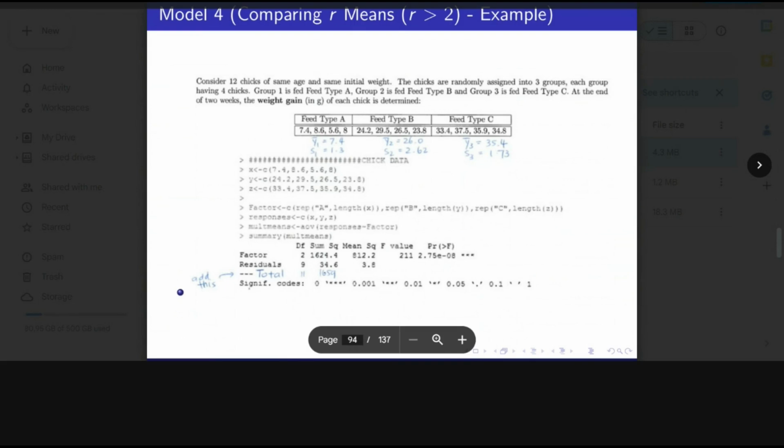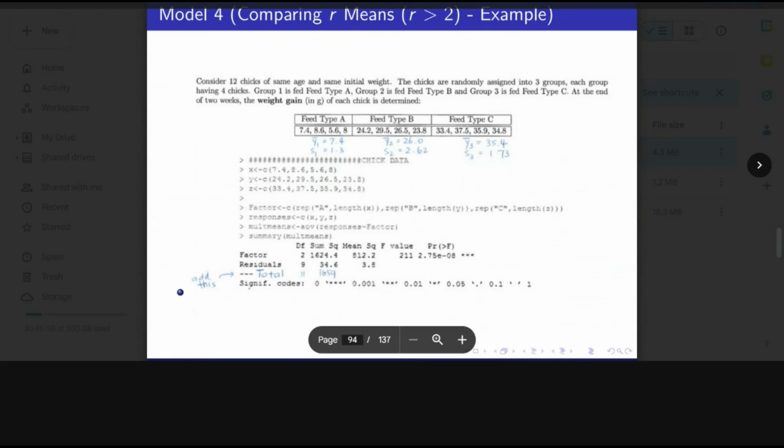Now here's the tricky part. You have to combine the responses into a long vector. So the responses is c(X, Y, Z). It means take this, append this, and then append this last one. I'm just giving you a foolproof way of doing things when people give you data and you don't know how to set it up. This is the way you set it up. You make a long vector of all the response variables X, Y, Z.